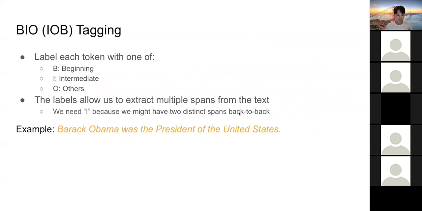The reason is that we need I because sometimes two entities can be back to back. I think this example was probably not a good example, but suppose this was something like Barack Obama was, it's a bit weird wording, USA president, which is not an entirely wrong way to say it. But we want to make sure that USA and president are separate things. So if we want to extract both, then if we just label both as B, okay, not bad. Not USA.